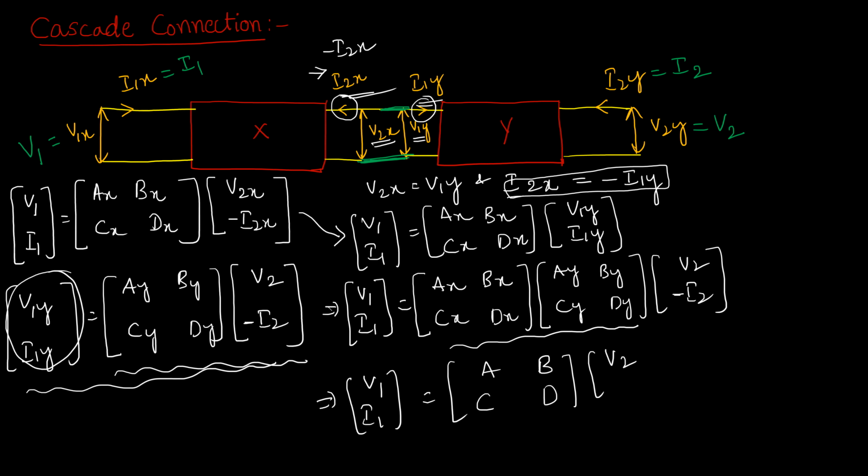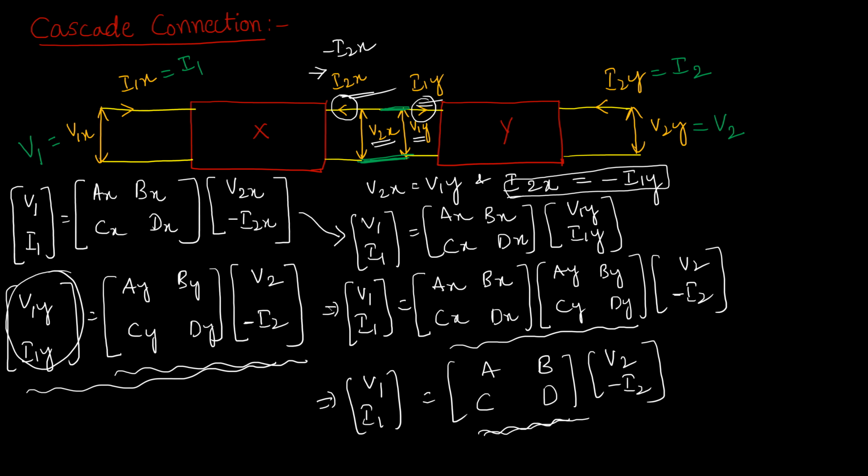So please correct there. So this is minus I2. Okay, right. So now what is ABCD? ABCD is a product of ABCD matrices of network X and network Y. Okay, so this matrix is known as what? ABCD matrix. This matrix is known as the overall network's transmission parameters matrix. Okay, so in this way we can analyze the cascaded connection.